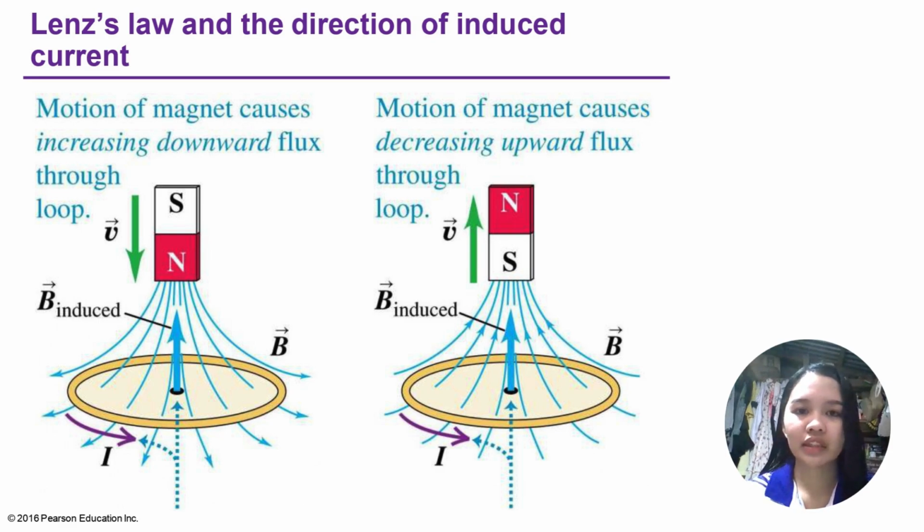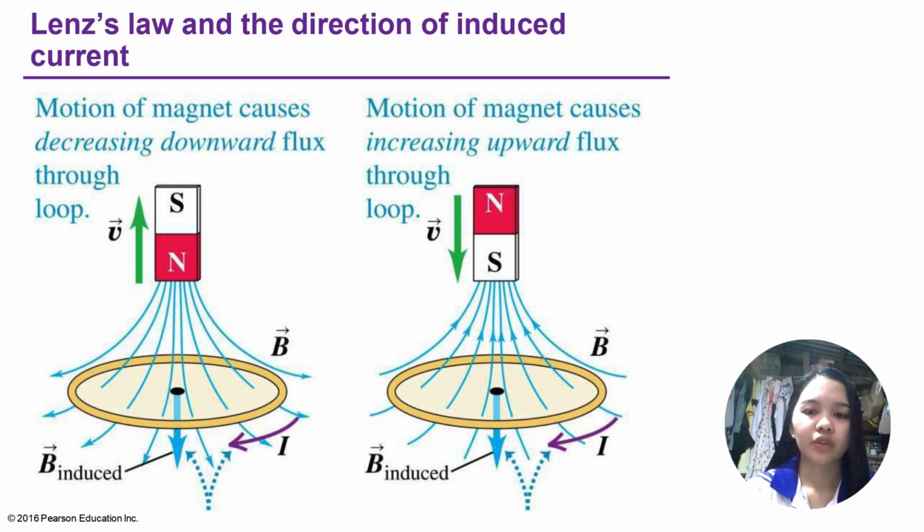So let's visualize Lenz's law with a magnet and a loop of wire. On the left, as the magnet moves closer, the downward magnetic flux increases. So the induced current creates its own magnetic field pointing upwards to oppose this change. On the right side, as the magnet moves away, the upward flux decreases. So now the induced current creates a magnetic field pointing upwards to try and maintain the original flux.